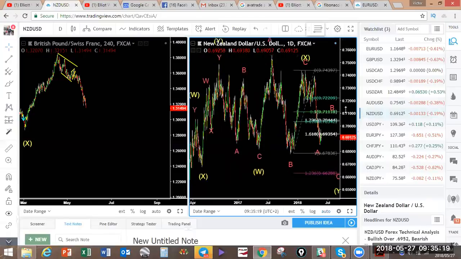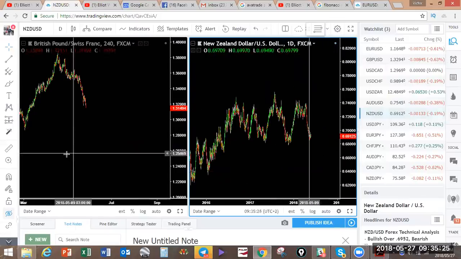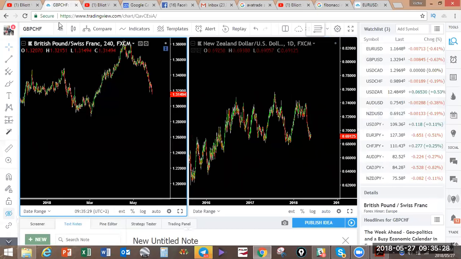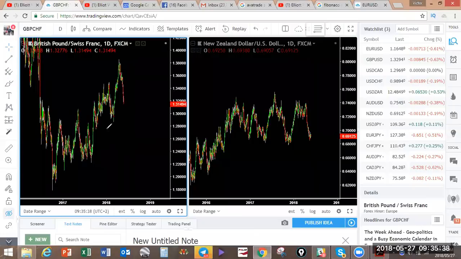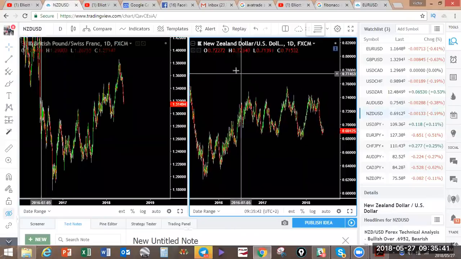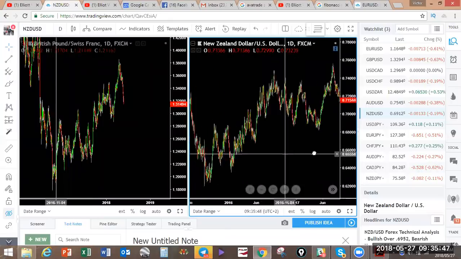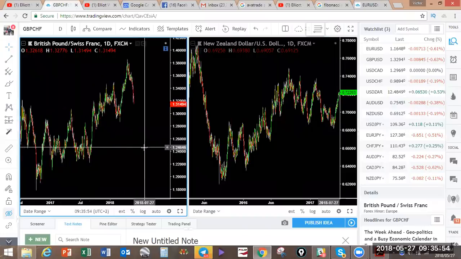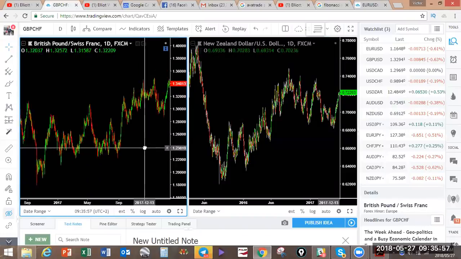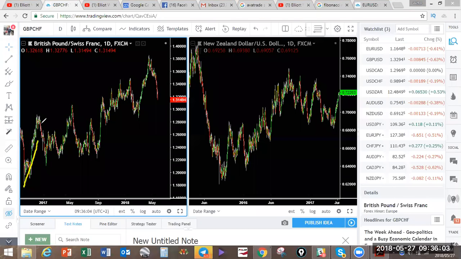Okay, I'm opening New Zealand US dollar. And pound CHF on the daily as well. So this is the similarity in this structure. I'm only looking at this piece that is already played out on New Zealand US dollar. And as I've said, this is not correlation. It's just the structures. Remember, market is repetitive in nature. So it's not surprising to see these moves looking so similar.